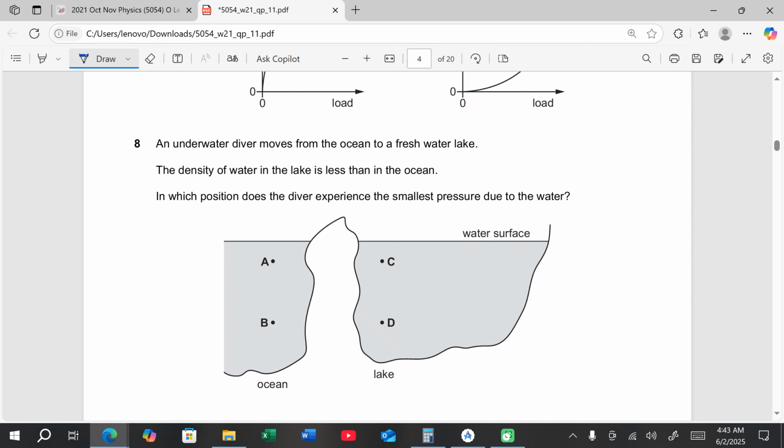An underwater diver moves from the ocean into a fresh lake. The density of the water in the lake is less than that of the ocean. In which position does the diver experience the smallest pressure due to the water? Since the density of the lake is smaller, the pressure will be lower at these 2 points. So we need to select now from the other 2 points. Since this point has more depth, it is going to experience more pressure. This one is less, so this will experience a lesser pressure.